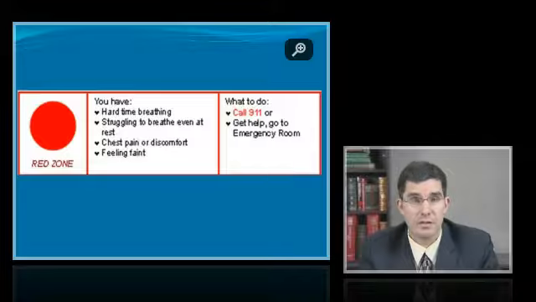And finally, patients are in the red zone when they're having a hard time breathing, struggling to breathe even at rest, they have chest pain or discomfort, or they feel faint. And these are patients that we recommend get emergency help by calling 911 or going to the emergency room.